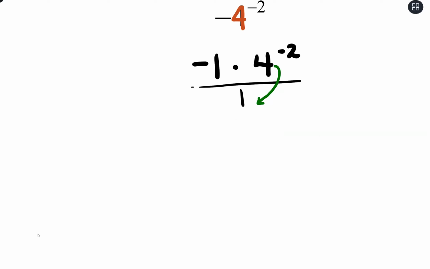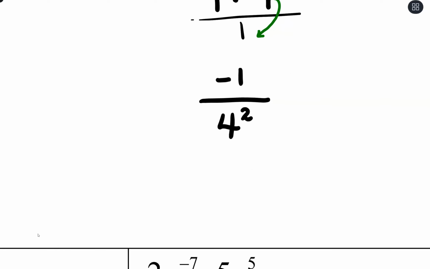So what I'm going to have is a negative 1 in the numerator, 4 moves to the denominator, and now I have an exponent of positive 2. And with that, I can evaluate it as negative 1 over 16.